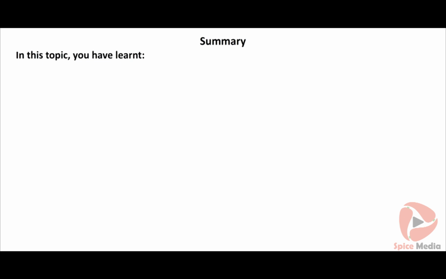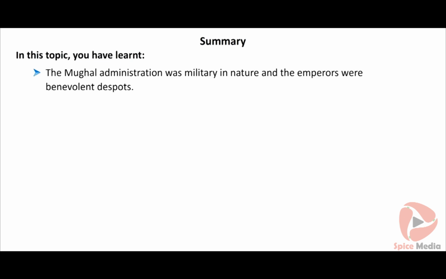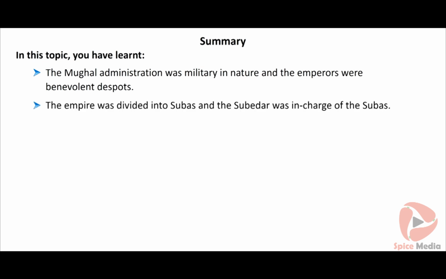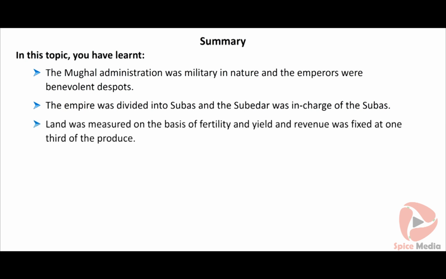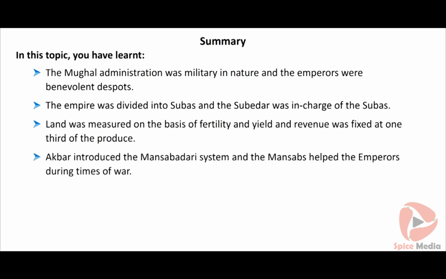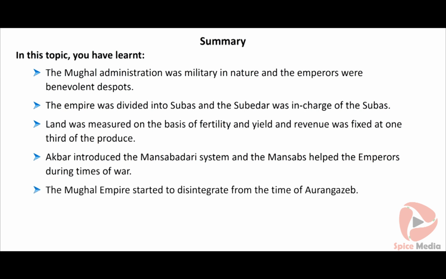In this topic you have learnt, the Mughal administration was military in nature and the emperors were benevolent despots. The empire was divided into subas and the subedar was in charge of the subas. Land was measured on the basis of fertility and yield and revenue was fixed at 1/3 of the produce. Akbar introduced the Mansabdari system and the Mansabs helped the emperors during times of war. The Mughal Empire started to disintegrate from the time of Aurangazeb.